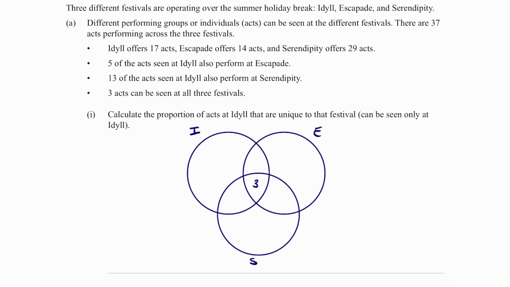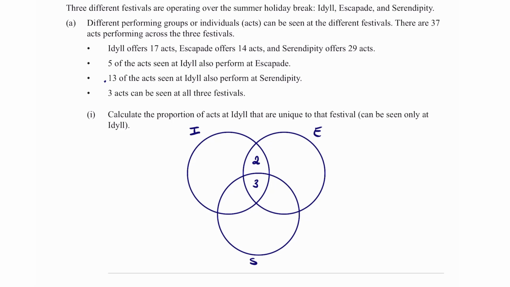So 5 of the acts at Idle also perform at Escapade, right? So we're saying that this entire area here is 5, right? Because that can also include acts seen at Serendipity too. So if we subtract 3 from 5, we're going to get the acts that are unique to I and E. So that's going to be 5 minus 3, which is 2.